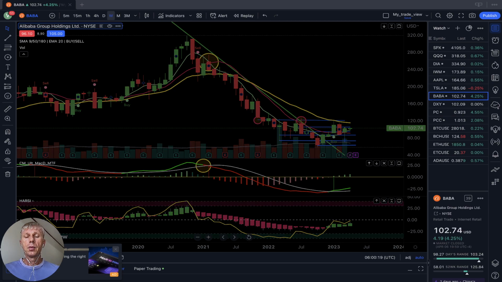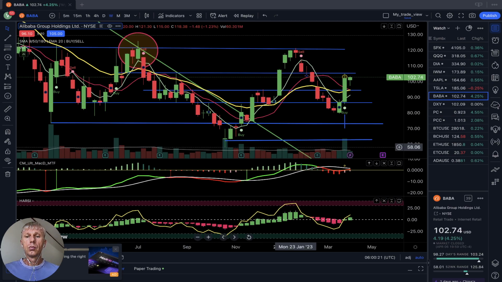Weekly time frame, BABA also wants to go bullish. Buy signal on the script, MA5 didn't make bullish crossover yet. MACD didn't make bullish crossover yet, only Heikin-Ashi green and buy signal. Two indicators bullish, two indicators bearish. Mixed mode on weekly time frame for BABA.